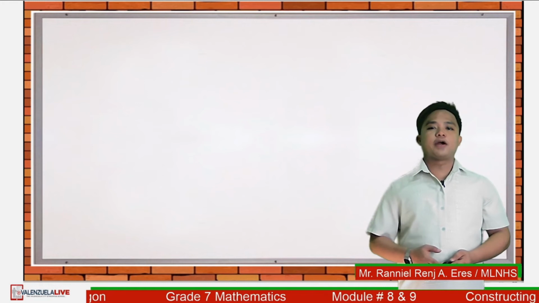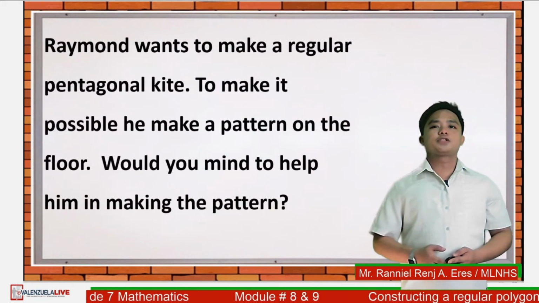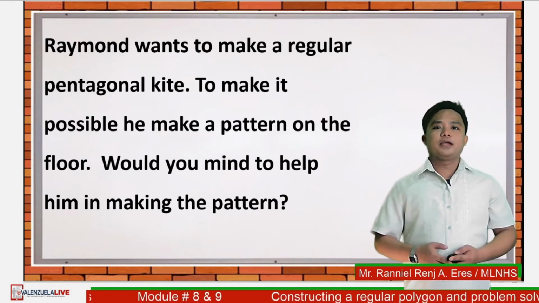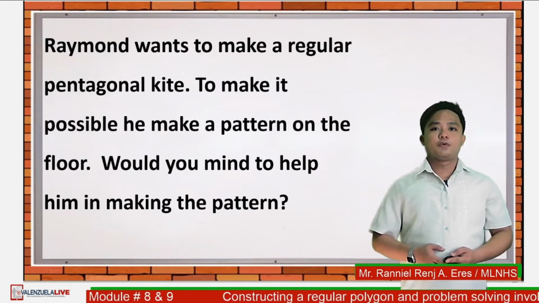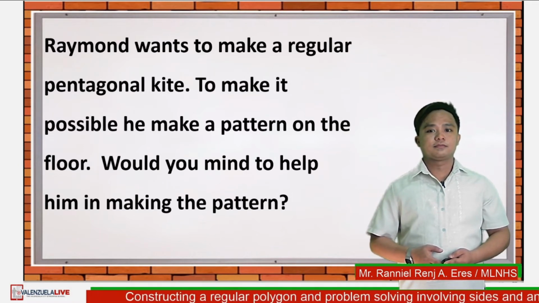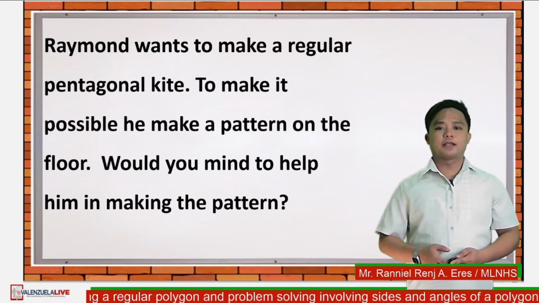So, are you ready for our first problem? Okay. Raymond wants to make a regular pentagonal kite. To make it possible, he makes a pattern on the floor. Would you mind helping him in making the pattern? Okay, very good. So let's help Raymond in making the pattern of his kite.